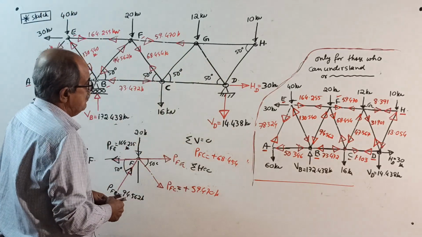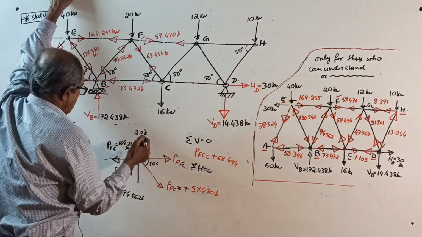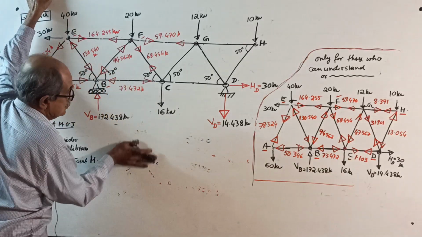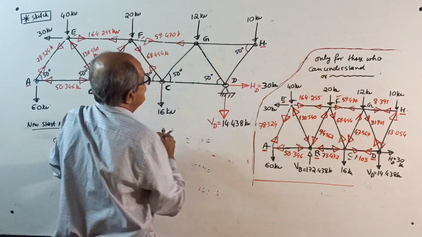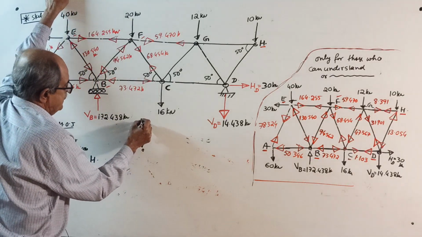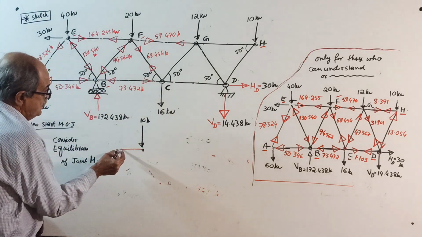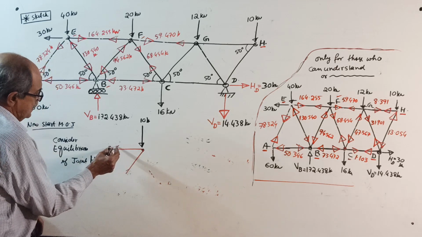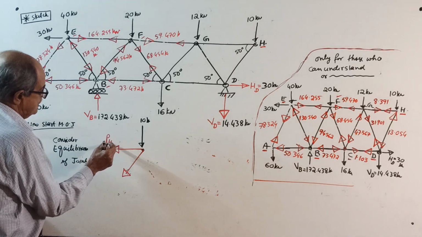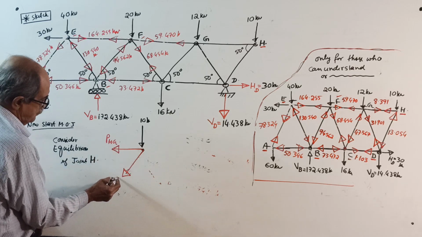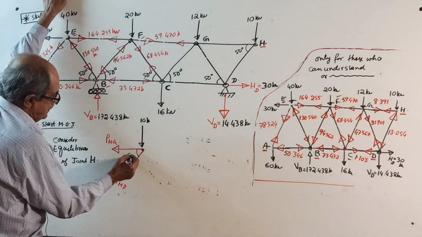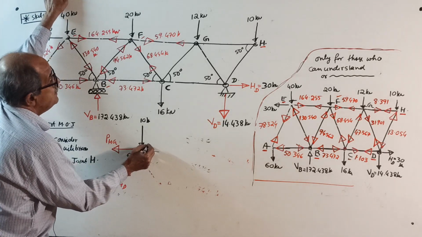Now I will change over to the other side because it is easy. I will go to joint H now. Very simple. A downward 10 kilonewton force, one force like this, one force like this. Both I will take outgoing. This is P for HG, this is P for HD. HD makes 60 degrees with the horizontal. This is your joint H.